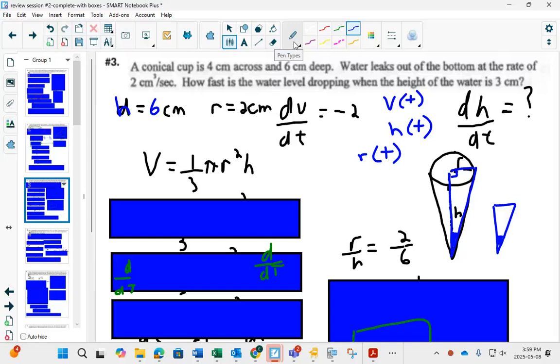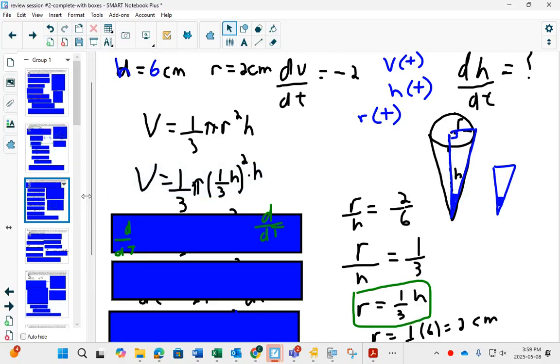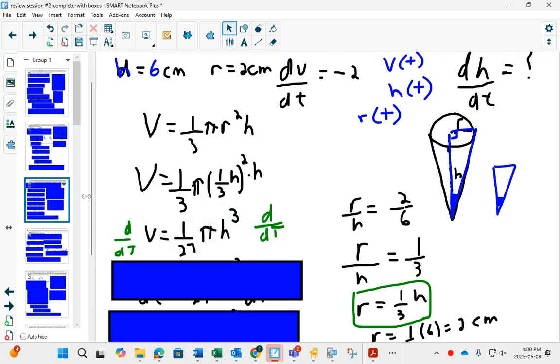So that tan ratio stays the same as we go along. Because it stays the same, that allows me to rearrange that and get the r by itself, which is nice because then I can go back to my equation and substitute in. And now my volume equation only involves height. This is going to be way easier to take the derivative, because if you took the derivative with the r in there, you would have to do product rule, and you'd have to include dr/dt, and we don't have dr/dt, so that's problematic.